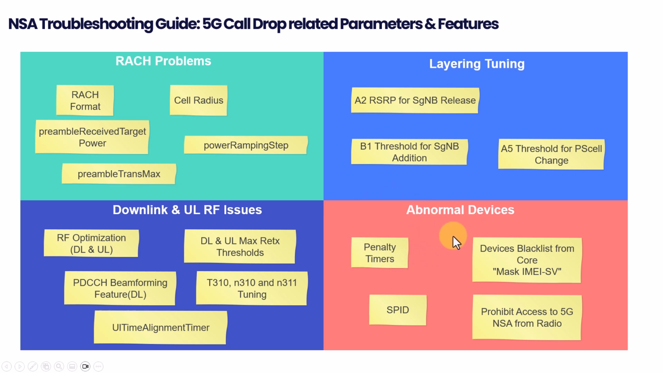Also, you can collect all the abnormal devices in general. If you observe some signature caused by specific devices, you can get the device information, as we mentioned previously, from the initial context setup request. For example, you can get the masked IMEISV, and this can also be obtained from the SgNB addition request. And then, for example, you can request the core network to blacklist particular devices from accessing the 5G non-standalone network, or you can do it through the SPID feature, which is called subscriber profile identity. Or you can do it through some other vendor-related features, where you can prohibit the user from accessing non-standalone from the 4G RAN.